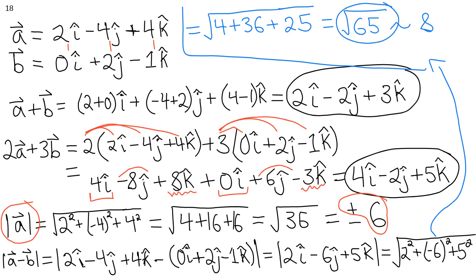So if you're going to do vector A minus vector B and you want the length, the answer is the square root of 65. Are there any questions about that one? If there's no questions, take 30 seconds to copy that down. And then we're going to do 20.